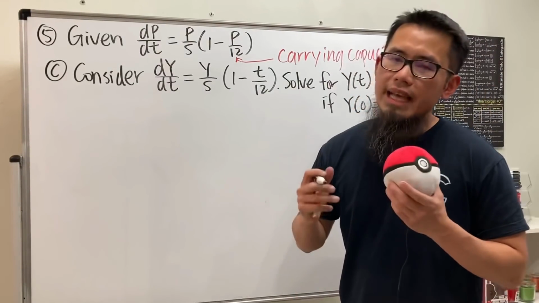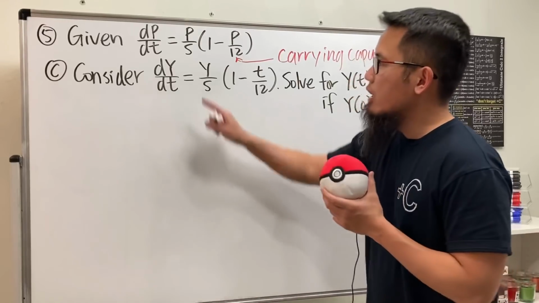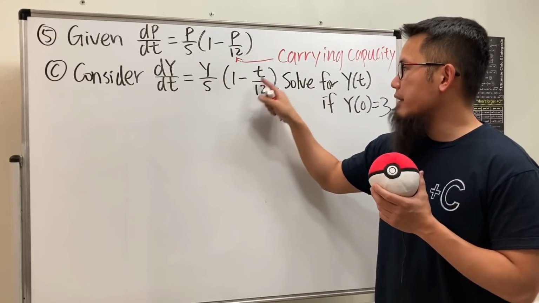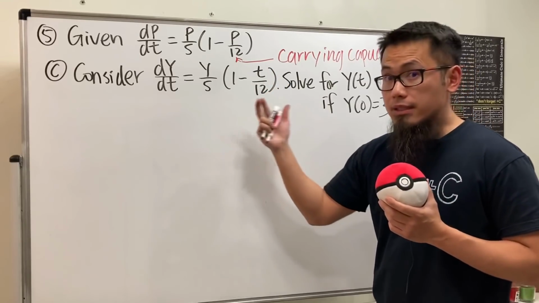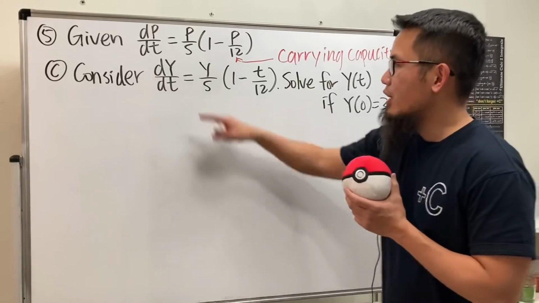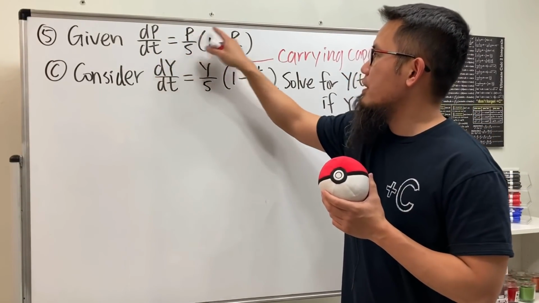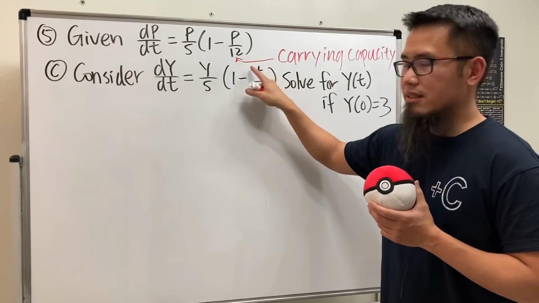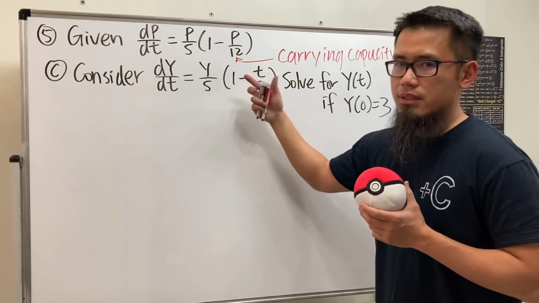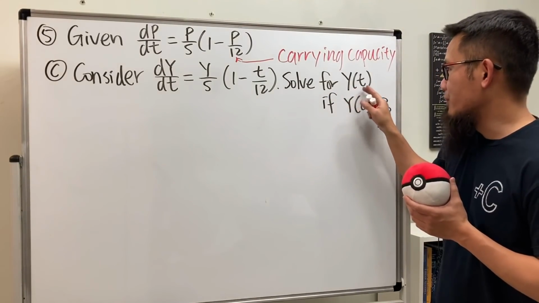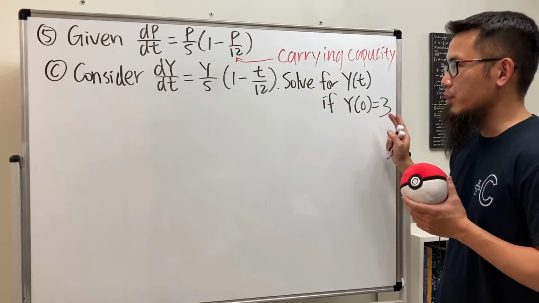For part C, they actually gave us another differential equation. We have dy dt that's equal to y over 5 times 1 minus t over 12. This looks similar to the earlier one, right? But it's actually easier. Check this out. Earlier we had P, P, and P, and right now we have y, y, and t. This is the independent variable. It's easier to solve for y of t right here. So they gave us an easier one, and we are solving for that when y of 0 is equal to 3.